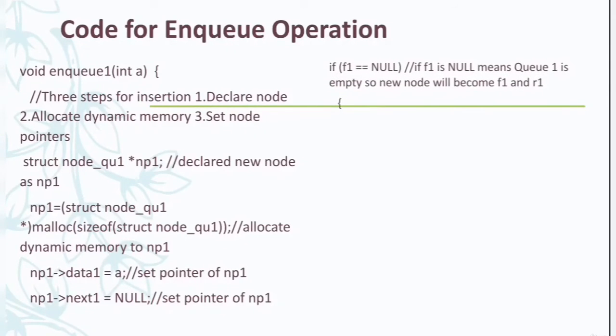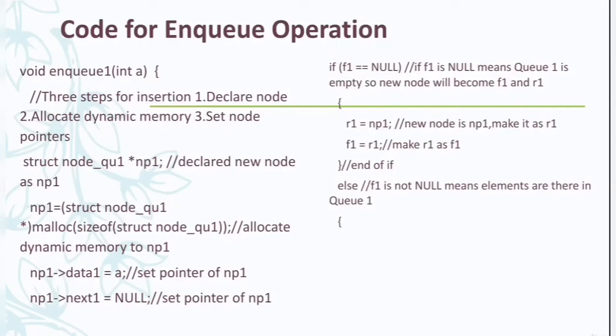We have to check the condition if F1 equals null. If F1 is null, it means Q1 is empty. So the new node will become F1 and R1 in this case. R1 equals NP1, that is, the new node is NP1 and we have to make it R1. Again, F1 equals R1, that is, we make R1 as F1.